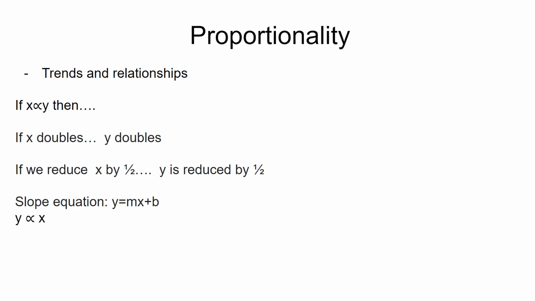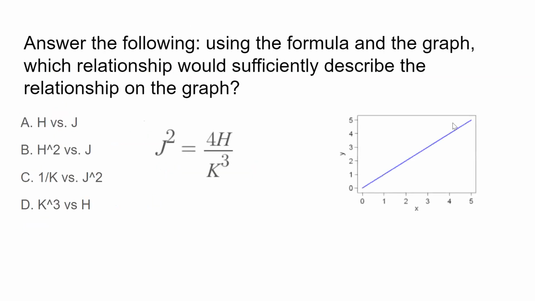And so one of the common equations that we see that depict proportionality is the slope equation, y equals mx plus b. And in this equation, we know that y is proportional to x, as it is dependent on the changes in the x value. So here's another question that we have, and I'll read it out loud. So using this formula and the graph shown below, which relationship would sufficiently describe the relationship on the graph? So I'll give you guys a minute to think about the answer to this question, and then we can take it up together.